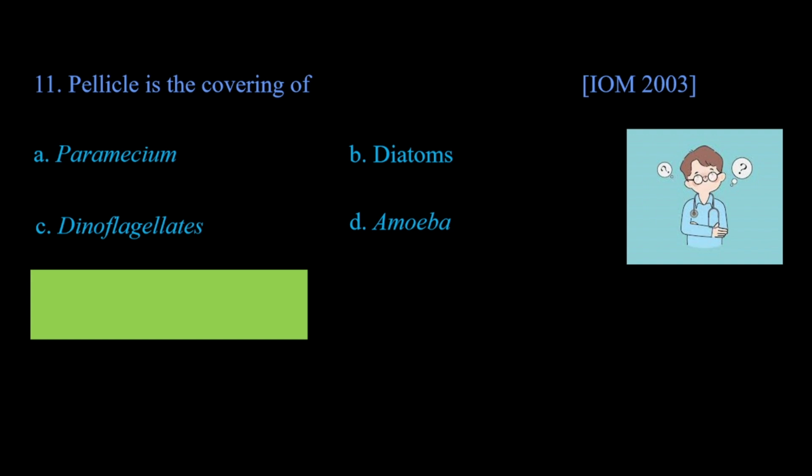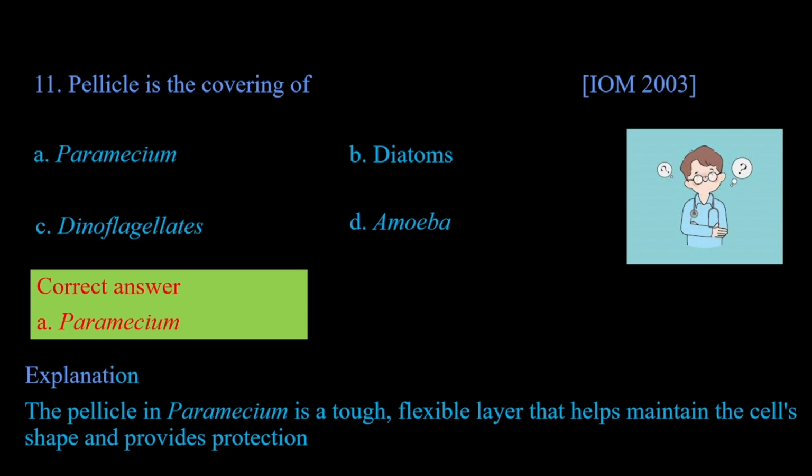The correct answer is option A. Paramecium. The pellicle in Paramecium is a tough, flexible layer that helps maintain the cell shape and provides protection.